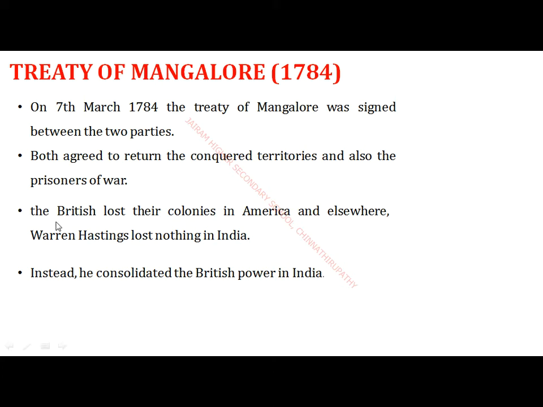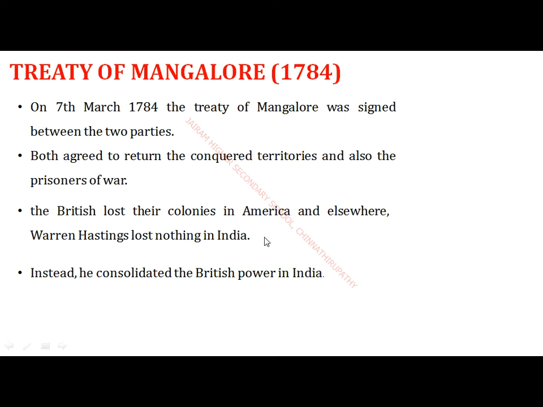And see here, the British lost their colonies in America and elsewhere. Warren Hastings lost nothing in India. On the European side, the British lost a lot of their colonies, which were occupied during the 18th and 19th centuries, to their rival competitors. They lost a lot there, but here in India, what are all the places they occupied? They lost nothing. They have occupied a lot of territories. From whom? From the Indian rulers.